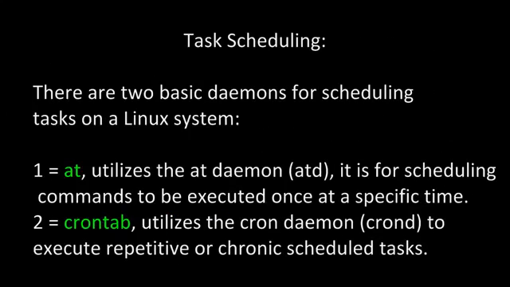Recall that there are two basic daemons for scheduling tasks on a Linux system. The first, AT, utilizes the AT daemon, or ATD, but it's for scheduling commands to be executed once at a specific time. The second one, CRONTAB, is the one we're interested in this time. It utilizes the cron daemon, or crond, and it's used to execute repetitive or chronically scheduled tasks.